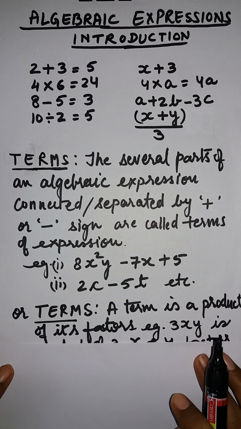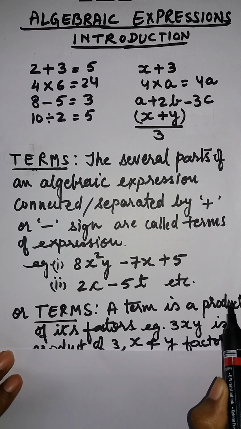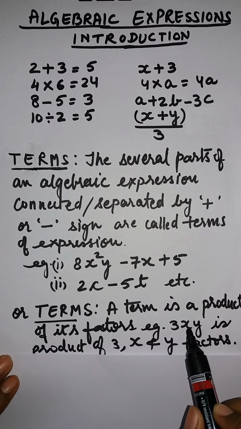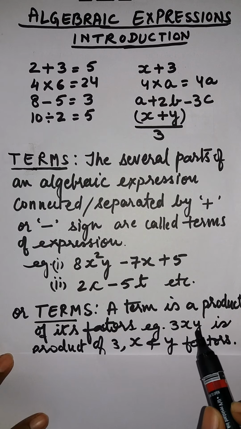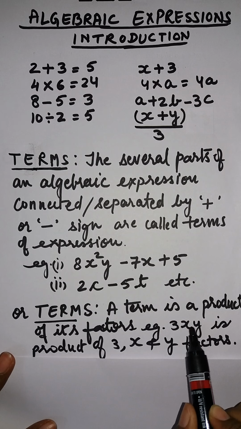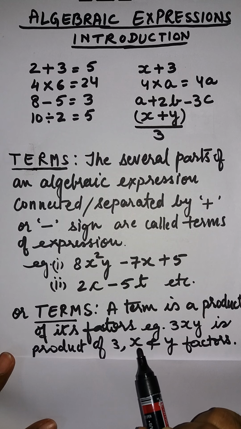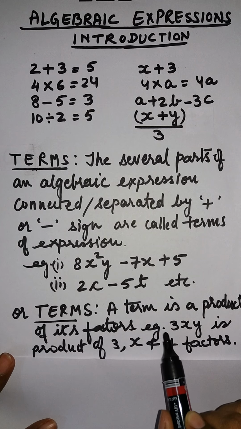In other words, we can say a term is a product of its factors. Example: 3xy is a term and the factors of 3xy are 3, x and y. So when we multiply 3, x and y, we get this term 3xy.